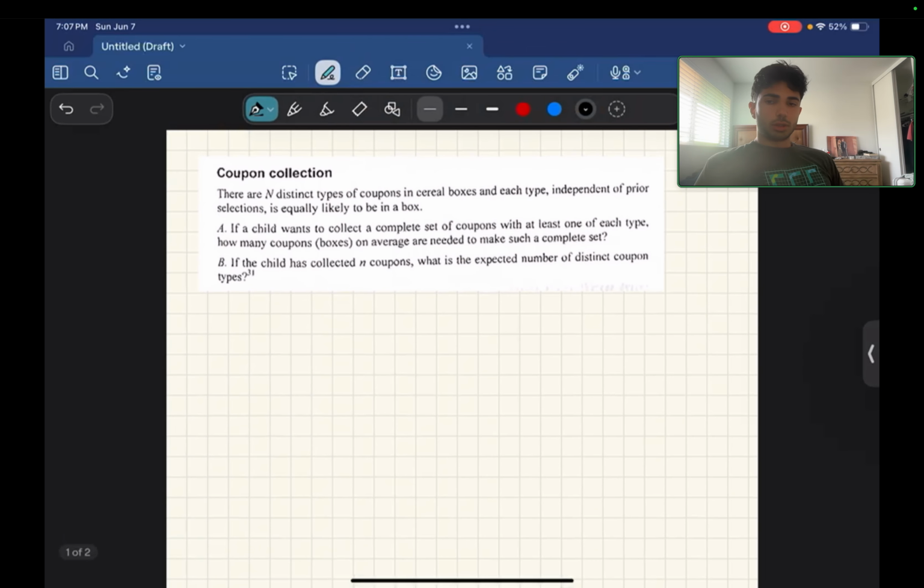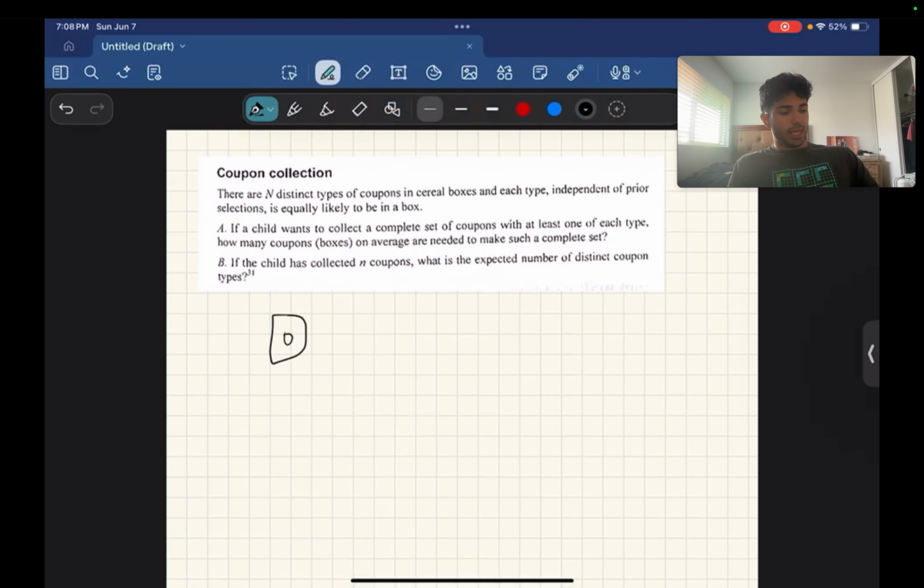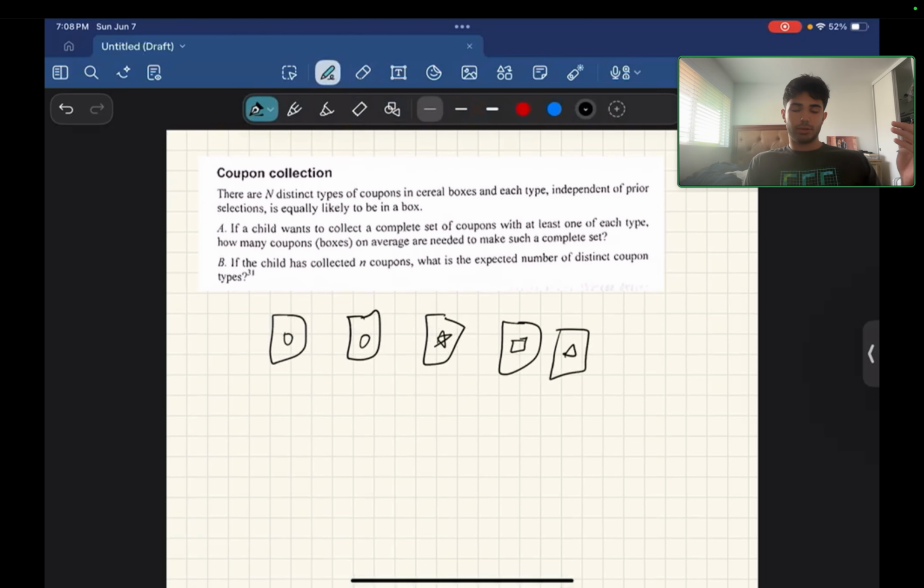This question is called coupon collection, and it says there are n distinct types of coupons in cereal boxes, and each type, independent of prior selections, is equally likely to be in a box. So there are some boxes. In each box, you can get one coupon, and each box may either repeat the previous coupon or get you a new coupon, right? And there are n different types of coupons, right?